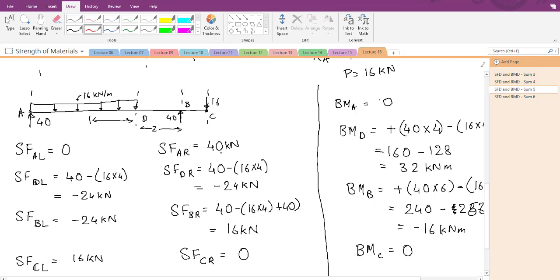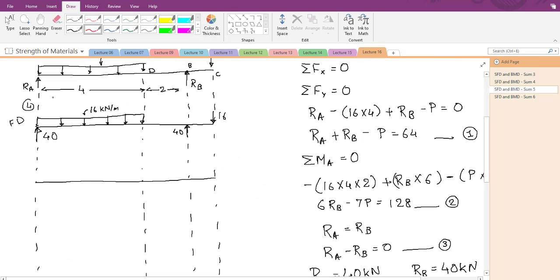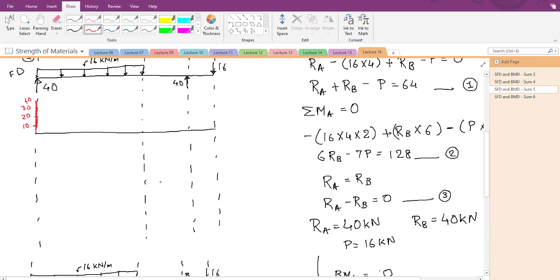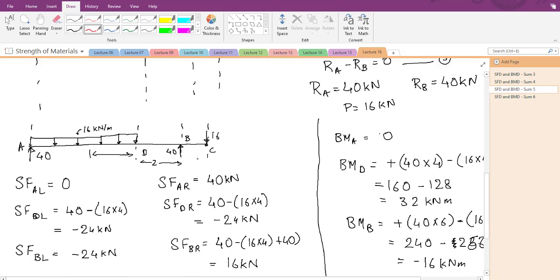At A, what is happening? It is going from 0 to 40, right? I will take one line as 10, so it will be 10, 20, 30, 40. So it is going from 0 to 40 at A. At D, what is happening? At D, it is going from minus 24 to minus 24, so it is staying at minus 24. So this is minus 10, minus 20, minus 30, minus 40. So it is staying at minus 24.